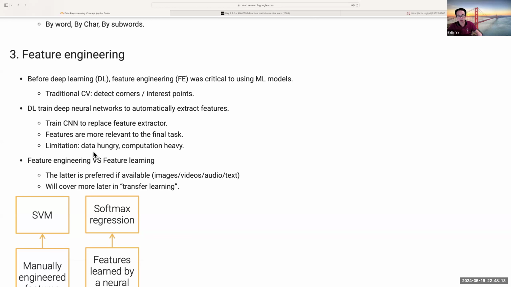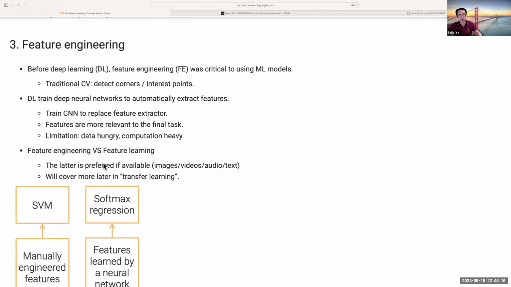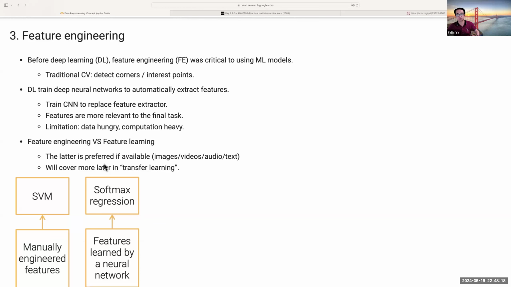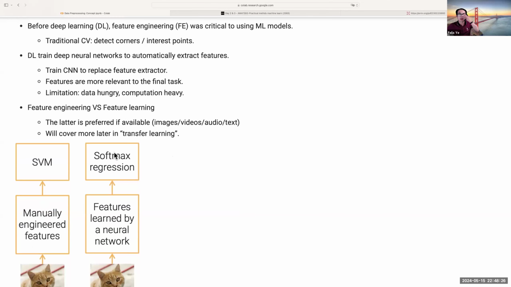But of course, this has some limitations with deep neural networks. Usually it requires a lot of data. It's very data hungry and computationally heavy. The training process is lengthy and could be very expensive. And this is the whole idea of feature engineering and feature learning: sometimes we don't know how to create the right features, and you need to learn the features automatically.